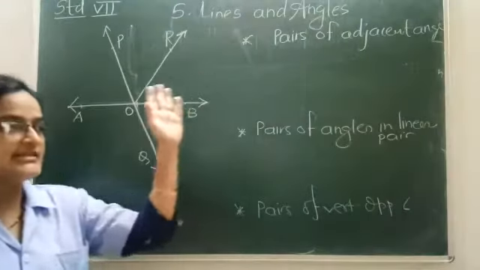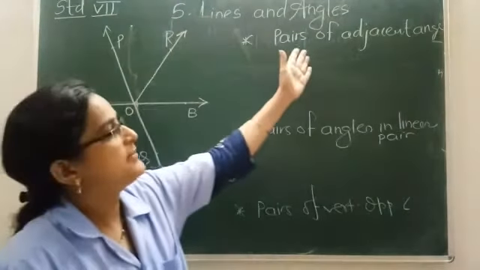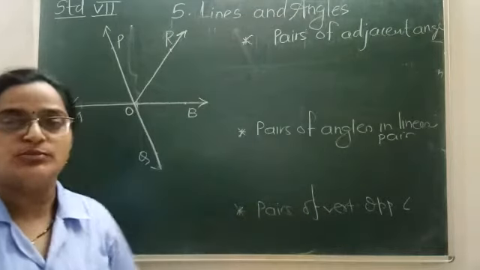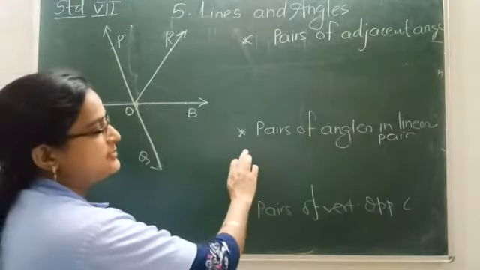Let us discuss this example. You are given this diagram, and from this diagram you are asked to write pairs of adjacent angles, pairs of angles in linear pair, and pairs of vertically opposite angles. Let me try to write as many as I can. First of all, the easy part I will complete first.